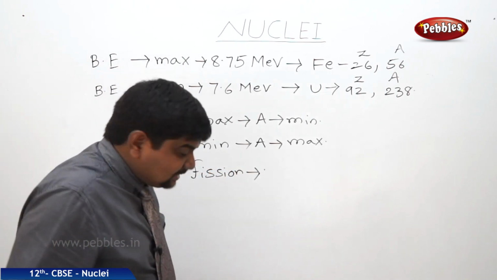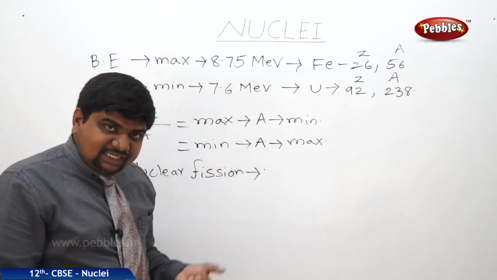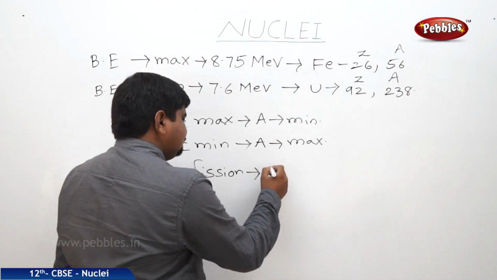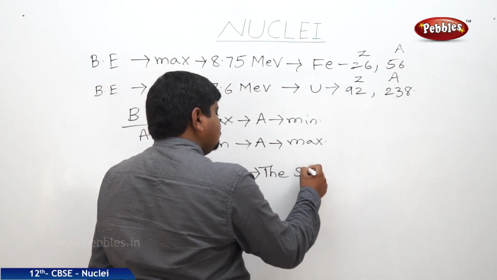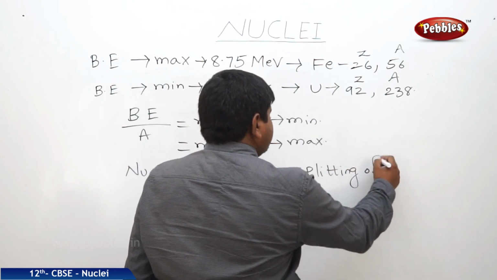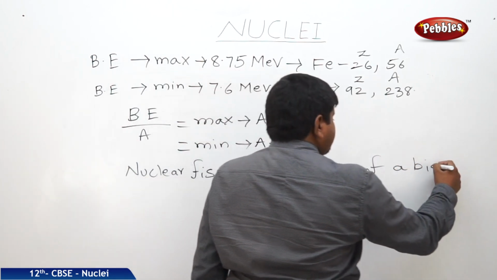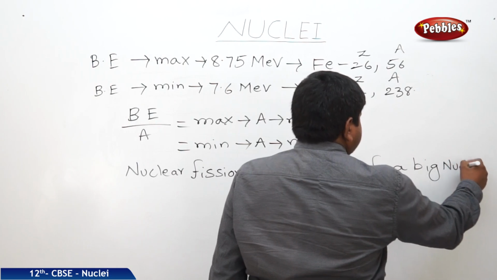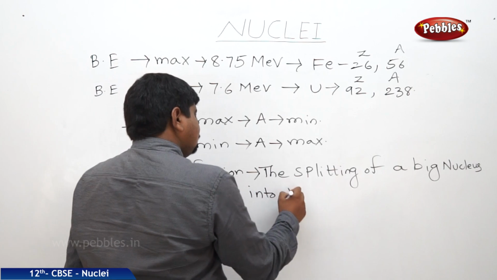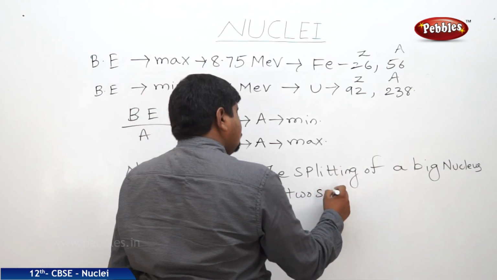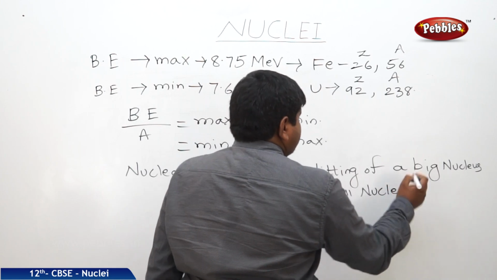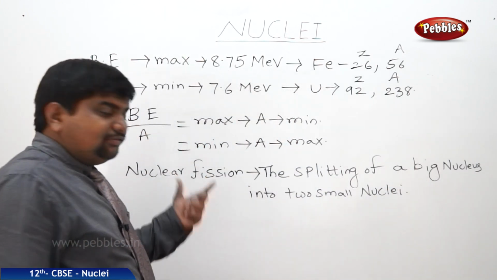What is nuclear fission? The splitting of a big, unstable nucleus into two or more small nuclei. This phenomenon is called nuclear fission.